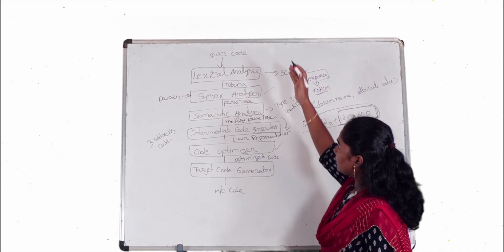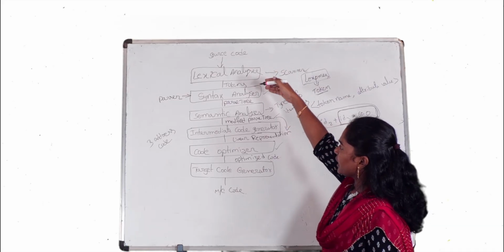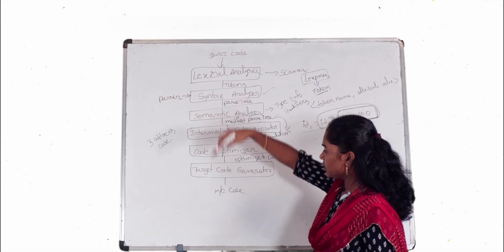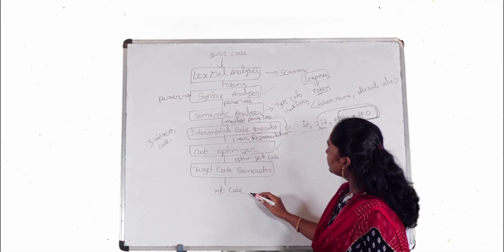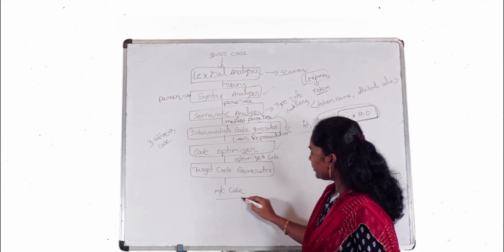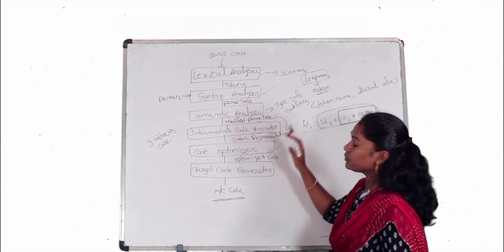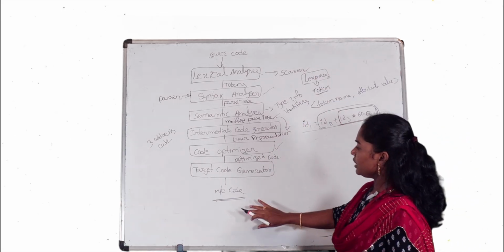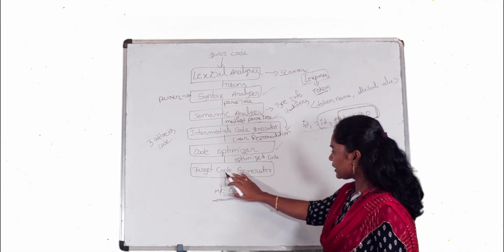So whatever source code we take as input for the lexical analyzer is transformed into machine code. That is the ultimate goal of the compiler. It converts a high level language into a low level language. So, coming to the target code generator.